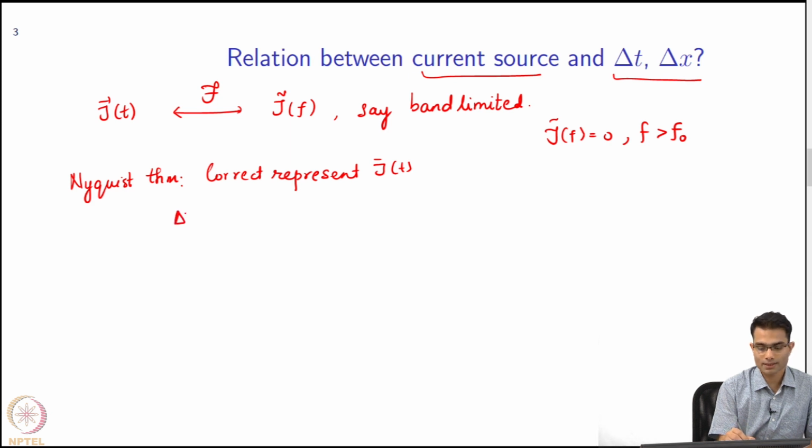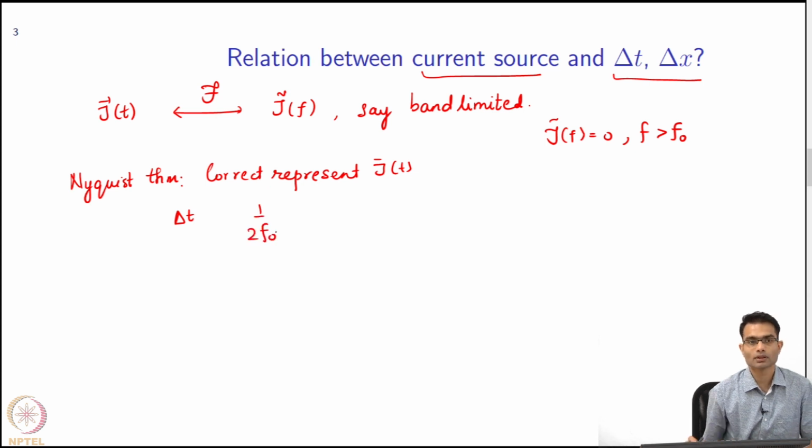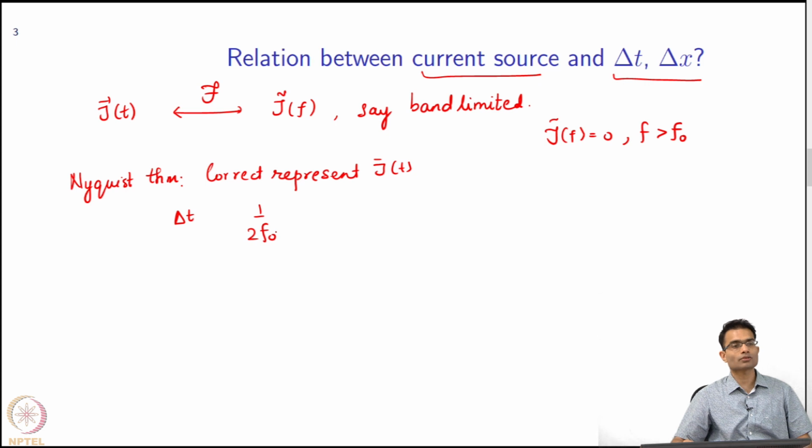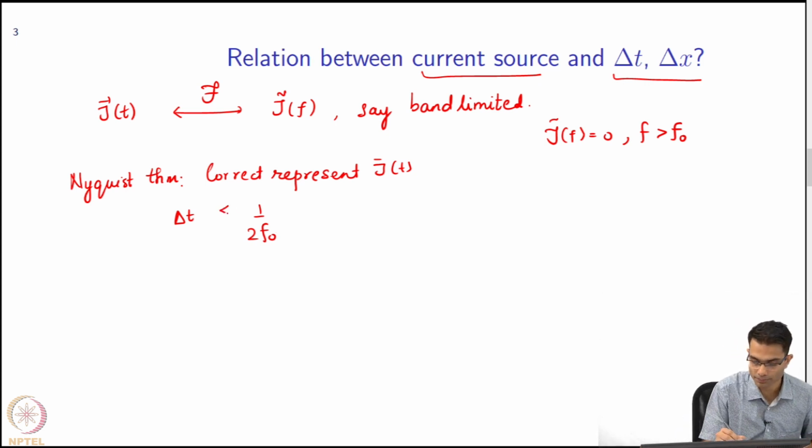Right. So delta t is there and twice, right. So that is going to be 1 by 2 f naught. Now this delta t should be greater than or less than this? Less than this, right. I have to sample at least the Nyquist rate in order to correctly represent this thing over here, okay.